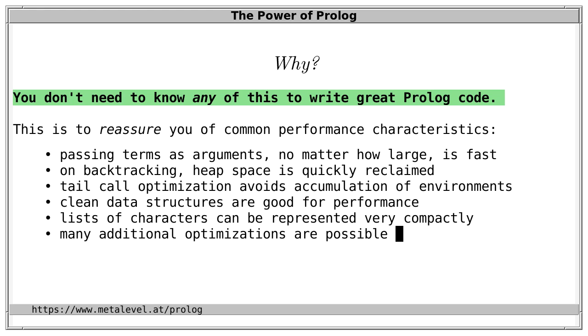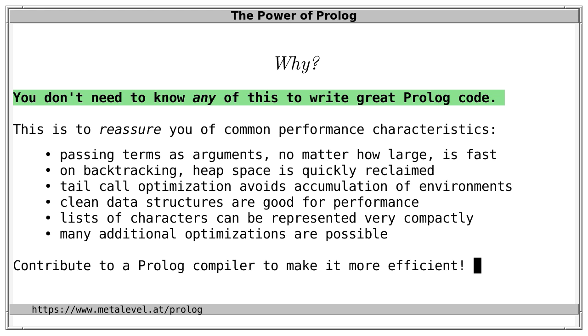For example, sharing of terms, as we've seen above, or environment trimming, a generalization of tail call optimization, where we deallocate permanent variables as soon as they are no longer needed in any remaining call, or the tagging tricks I mentioned, and so on. And also, I'm showing you this because I'd like to invite you to contribute to a Prolog compiler, to make it more efficient, and also to add interesting features.